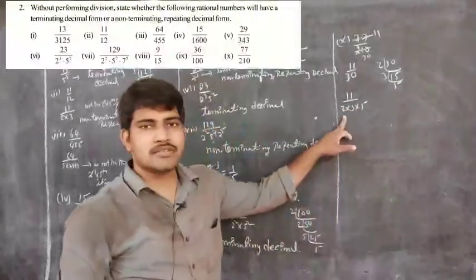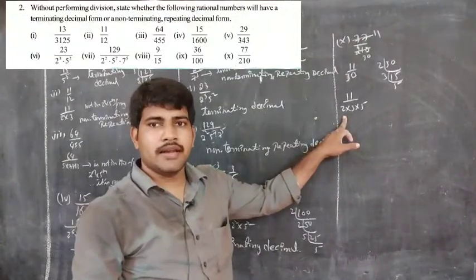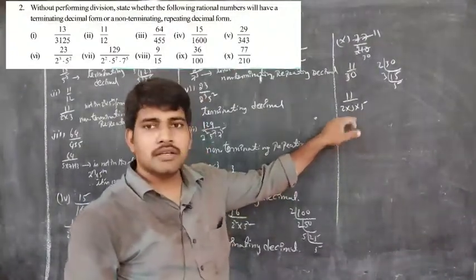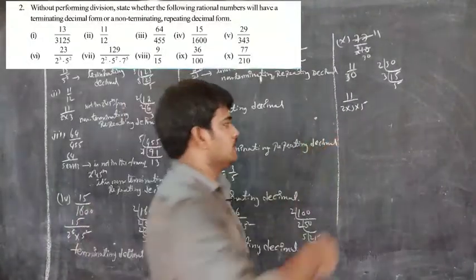Here this is not in the form of 2 power n and 5 power m, because here 3 is present in the denominator, so this is a non-terminating decimal.